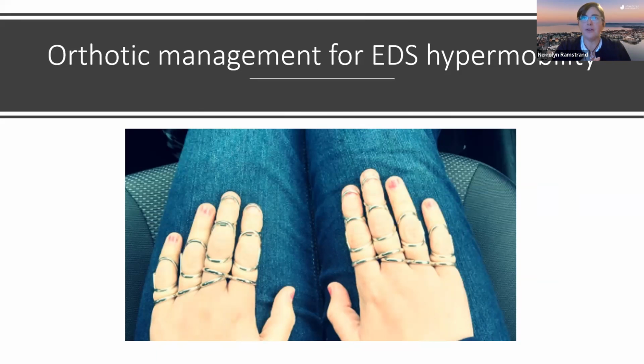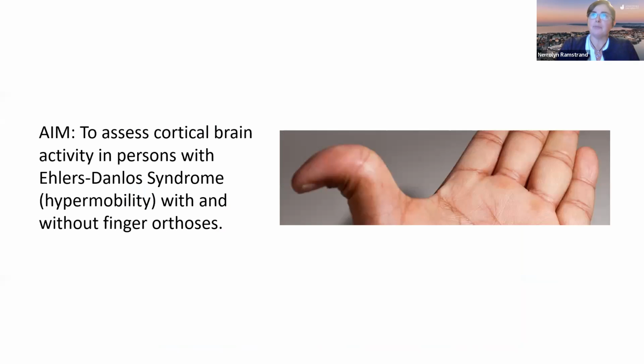So we started to think, okay, but maybe we could demonstrate differences here using our sort of cortical brain imaging software. So we developed a project, and the aim was to assess cortical brain activity in people with Ehlers-Danlos syndrome with hypermobility. There's of course many different types of Ehlers-Danlos syndrome. We looked at them when they were using a finger orthosis and when they were not using a finger orthosis. So it's sort of a repeated measures study on the same group of individuals here.